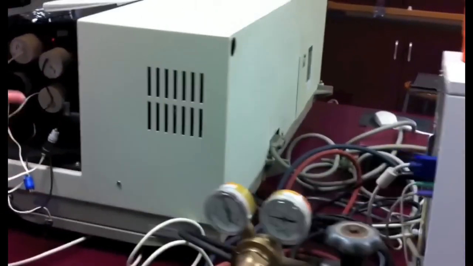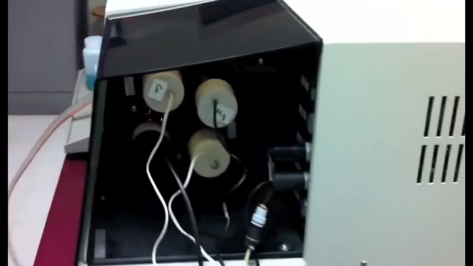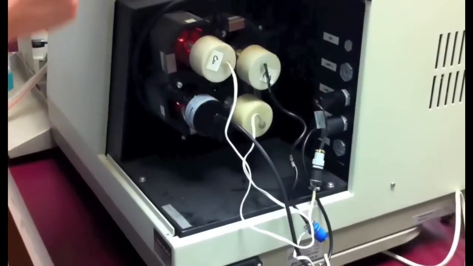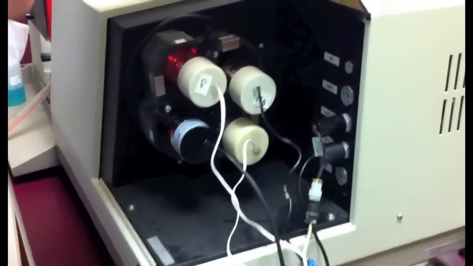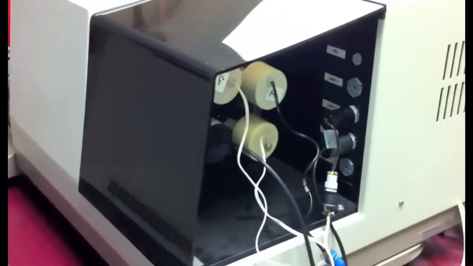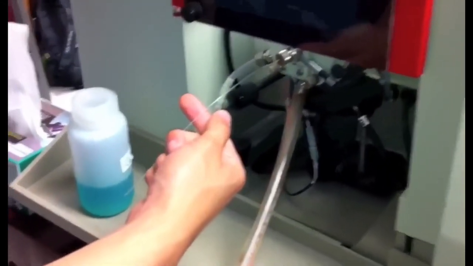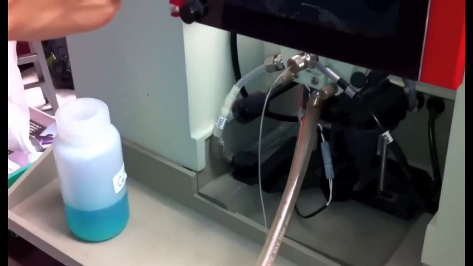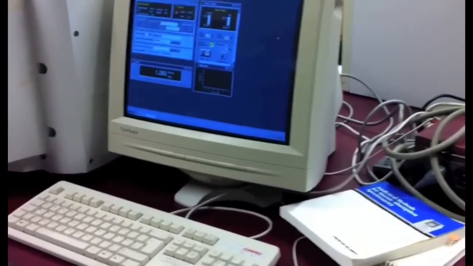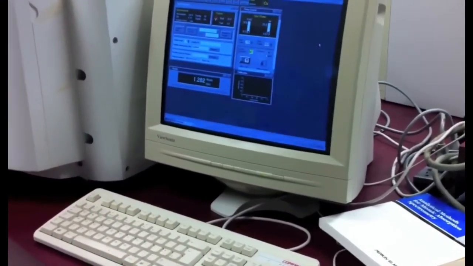This is the gas that feeds the flame. These are the lamps that provide the source of radiation. The lamp is specific to the analyte. The analyte is taken into the flame by this capillary tube. Data collection is performed by software installed on a computer.